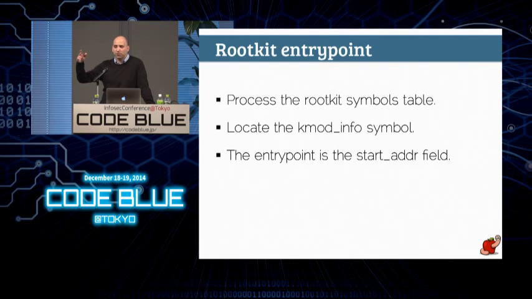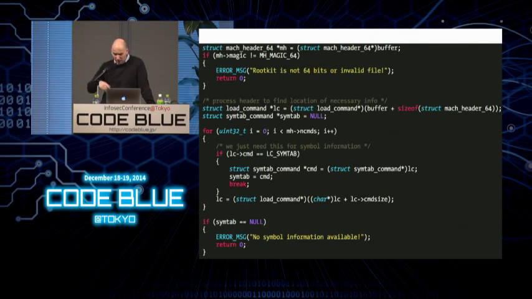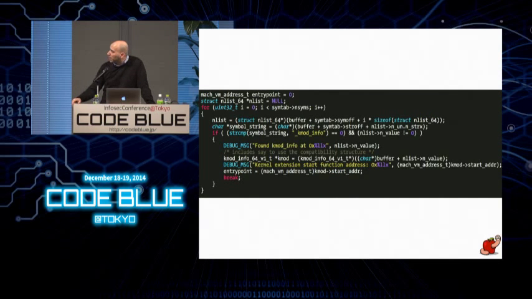So basically, you process the rootkit header. You locate that symbol, the kmod info, that will tell you where the rootkit starts. This is the code. You get information from the header, and then you do a cast to that structure, the kmod info structure, and you get the start address field. This will give you an offset, because the kernel extensions don't have a fixed address because they will be loaded in different places. What you need to do is to find the base address of the allocated memory where you allocated the rootkit, add the offset, and you got the real address where the starting point is.